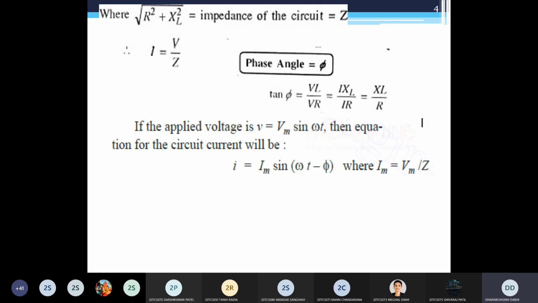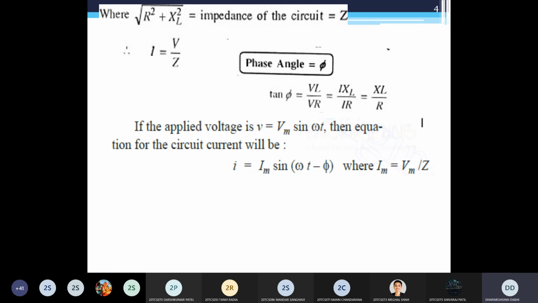Clear? Suppose we apply this here, voltage V is equal to Vm sin omega t. So what is the equation of current for this series RL circuit? Because current lags behind the voltage by angle phi, the equation of current becomes: I is equal to Im sin(omega t minus phi).